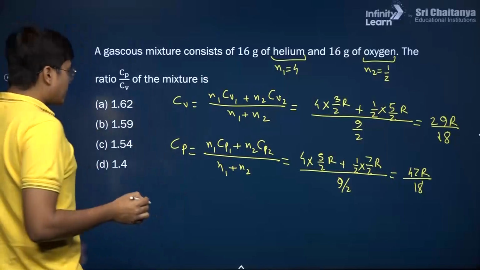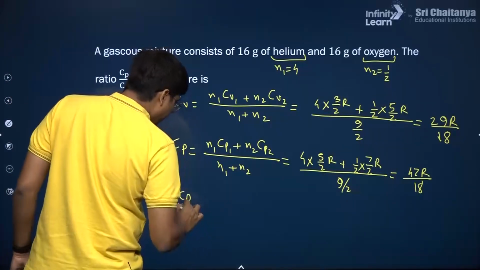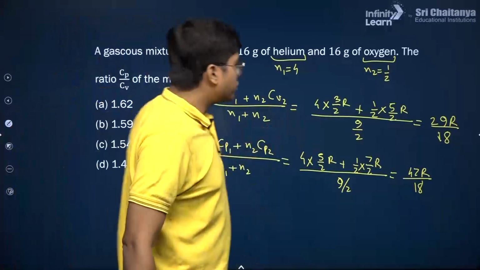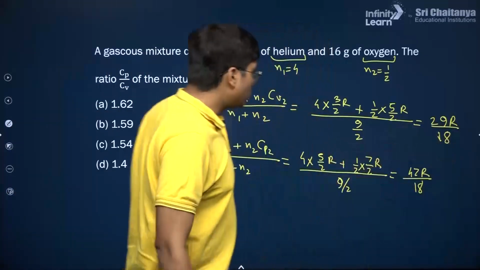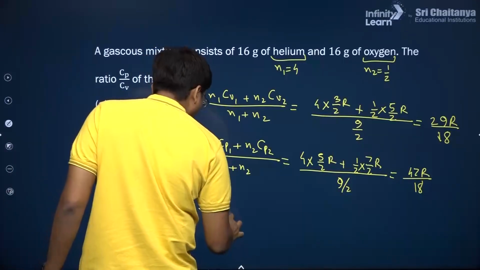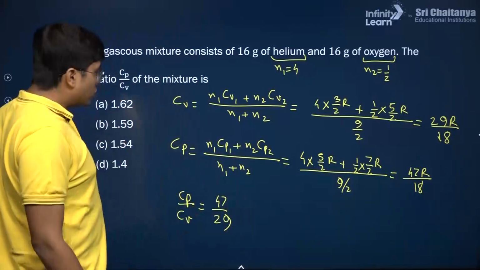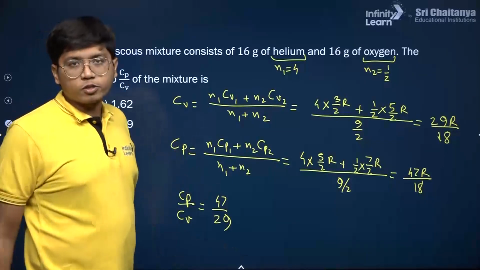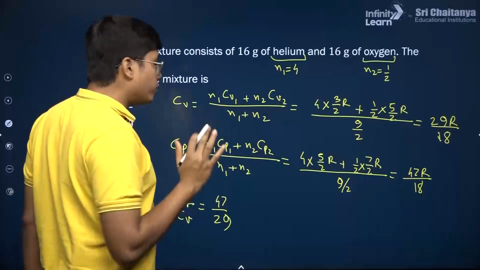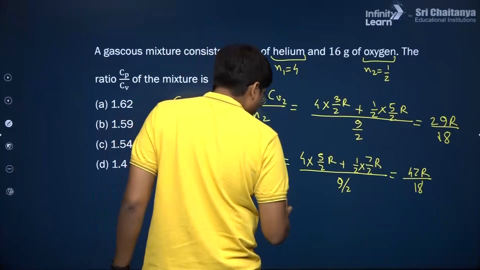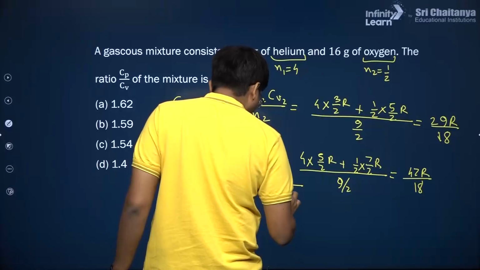Now I need Cp by Cv. Cp by Cv is just this. Again, the 18s will cancel out, the R's will cancel out. You'll effectively just be having 47 by 29. Nothing can be done about this. Nothing will cancel. They're both prime numbers. The only thing to proceed with over here is to go with normal division. So let's do this. It won't be too difficult. I'm hoping it won't be too difficult.